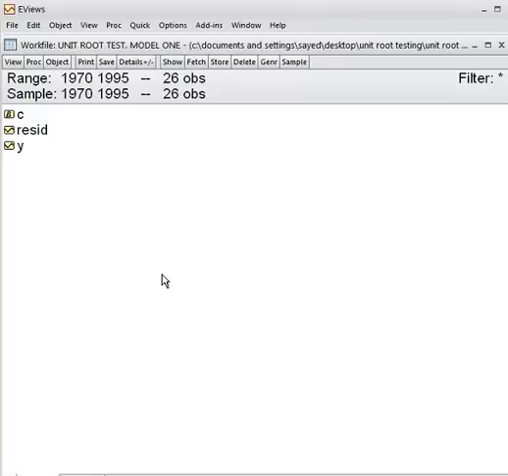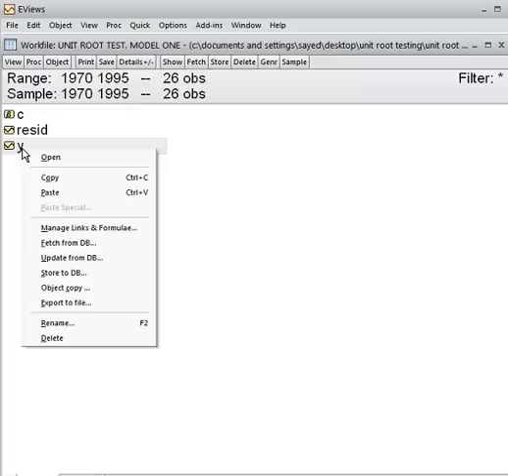So today we shall be doing the unit root testing, and you can see there is one variable, which is y, and the data is from 1970 to 1995, meaning that there are 26 observations, and here is the data y. So it is the only variable in this model.